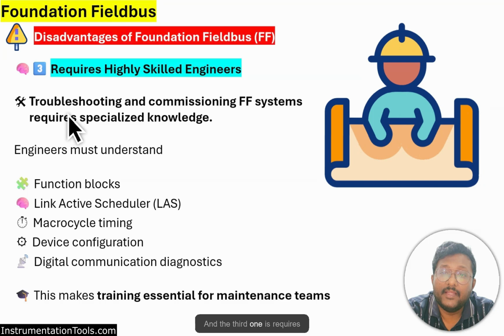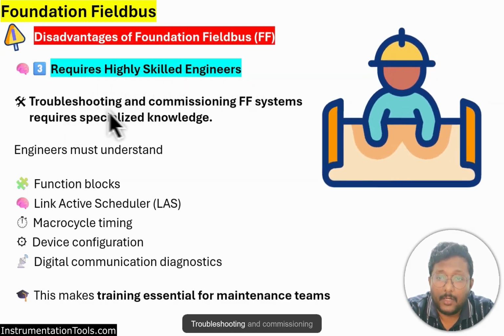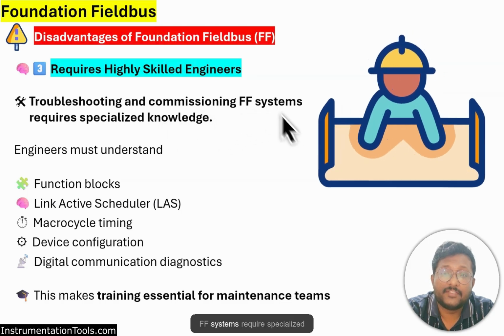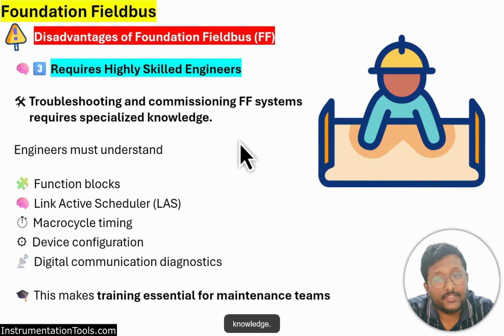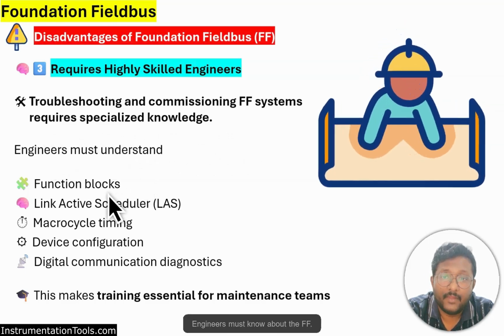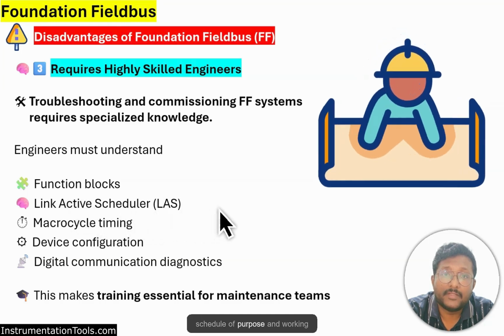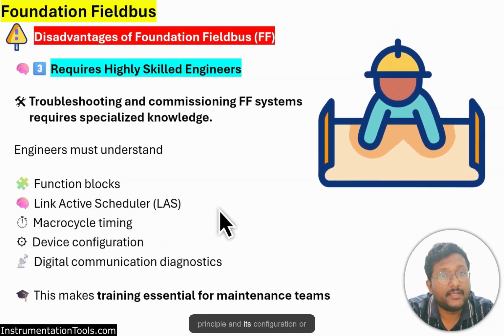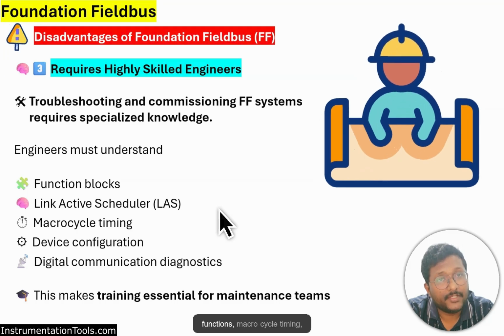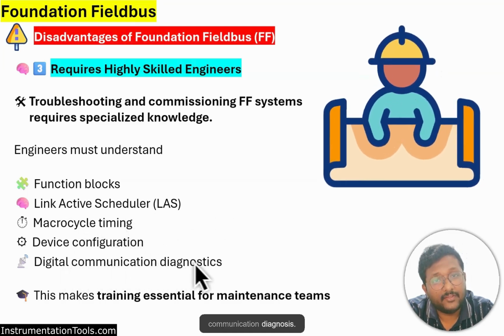And the third one is that it requires highly skilled engineers. Troubleshooting and commissioning FF systems require specialized knowledge, right? Engineers must know about the FF function blocks inside the fieldbus instruments, the link active scheduler purpose and working principle and its configuration or functions, macro cycle timing, device configurations, digital communication diagnostics.